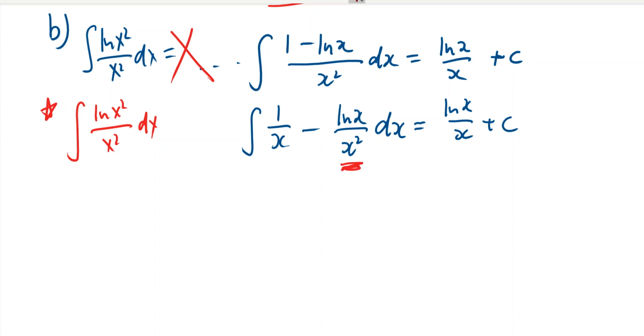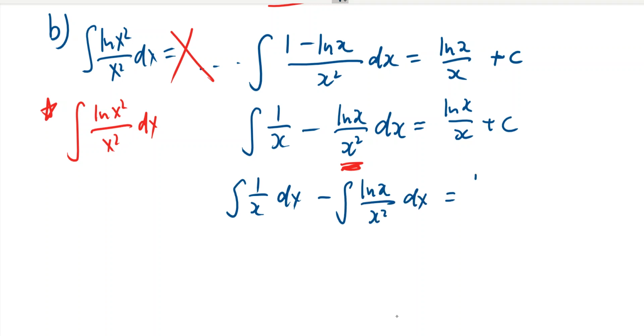That is why this technique is called making the integral the subject. So I can say this is: integrate 1 over x dx minus integrate ln x over x squared dx equals ln x over x plus c. The plus c is just an arbitrary constant, so you can easily change your c to something else. So who do we want to make the subject? We want to make him the subject, so I'll bring him to the right.